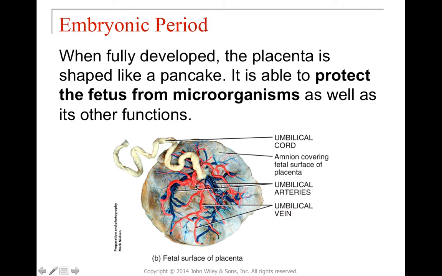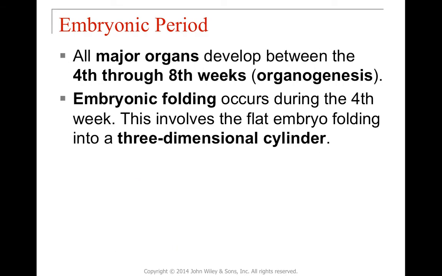So once we finally have a fully developed placenta, it's going to be quite large and pancake shaped. And it also has an additional role in protection from microorganisms, because the fetus is going to be susceptible to anything that may end up in that amniotic fluid. So the very first line of defense is going to be having to get through the maternal blood supply to be able to get into the fetal blood supply. And so it's going to be basically the first line of defense for the fetus.